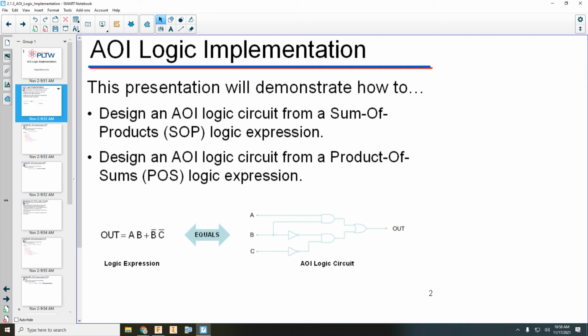All right, the other thing we're going to look at with this is also a little bit of optimization. Okay, we have two different types of circuits we can do. We can do an AOI circuit that is sum of products. And we can also do product of sums.